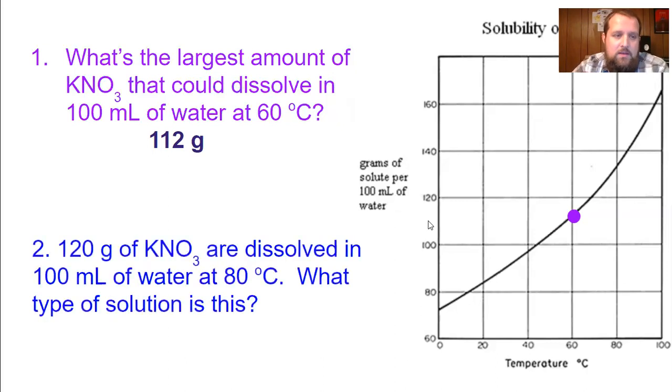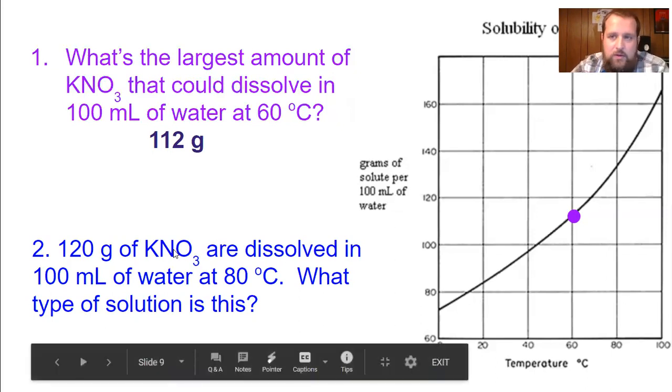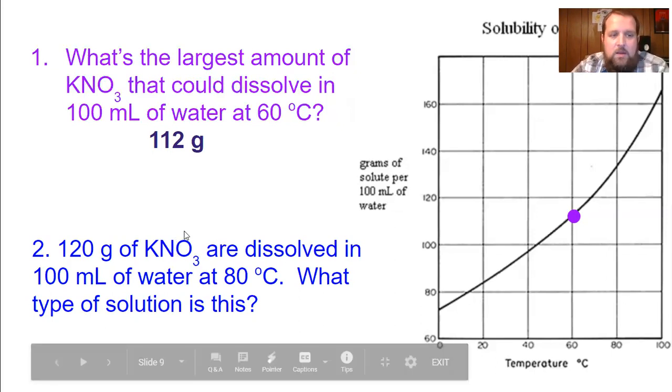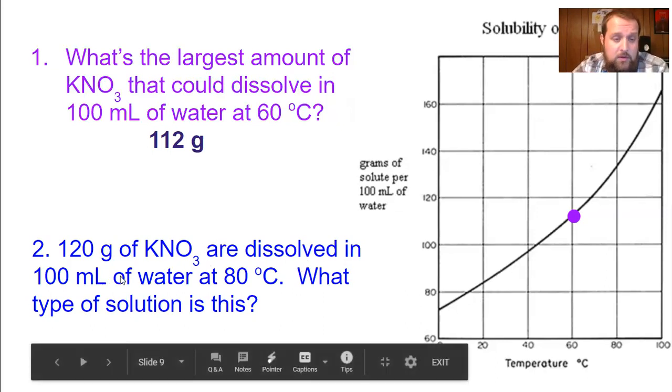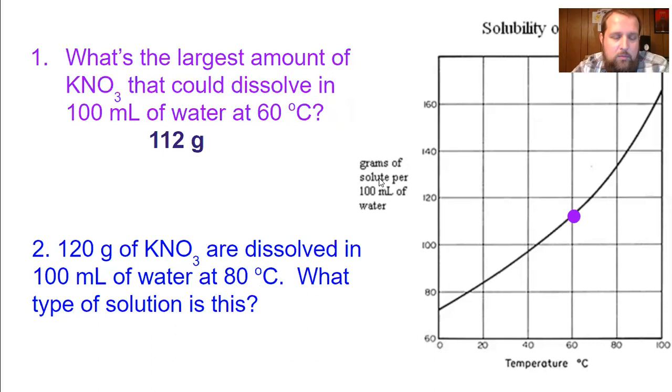Another way they might ask it is, 120 grams of KNO3, which by the way is just a different kind of salt, are dissolved in 100 milliliters of water at 80 degrees Celsius. What type of solution is this? So once again, there's that 100 milliliters of water. They're just telling us we can use this graph. We can ignore that number now. They're basically giving us a point. They're giving us two numbers, and if we can find that point and where it is on the graph, we know what type of solution it is.